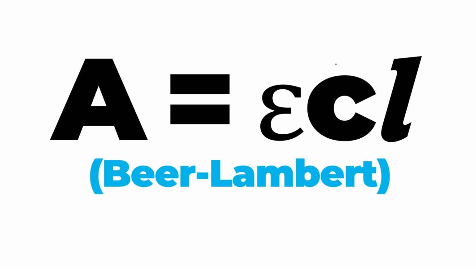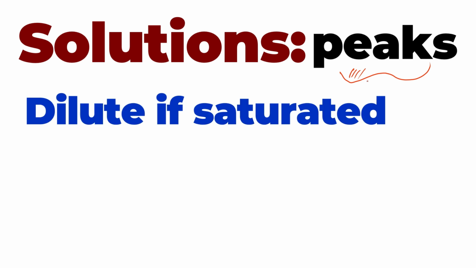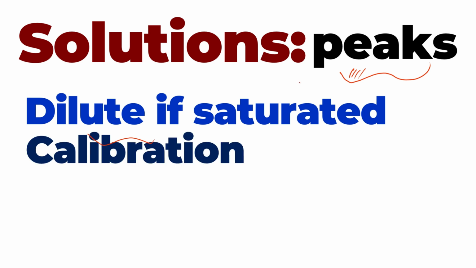Now solutions. In solutions, absorbance tracks concentration. Path length is usually 1 centimeter. So with more concentration, the peaks are higher. Solutions often show peaks. If the peak top flattens, you are too concentrated. Dilute and rerun. For quantification, use a calibration curve.